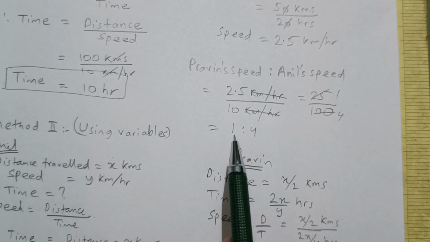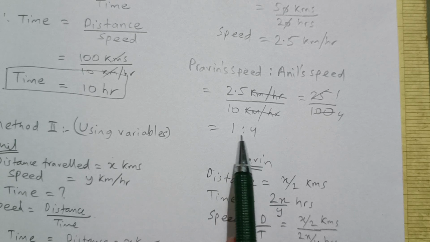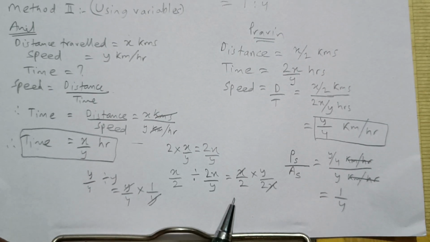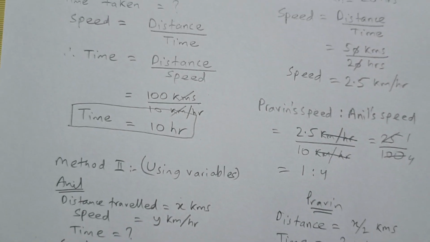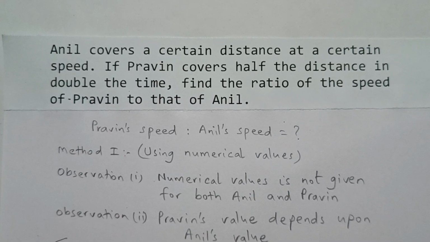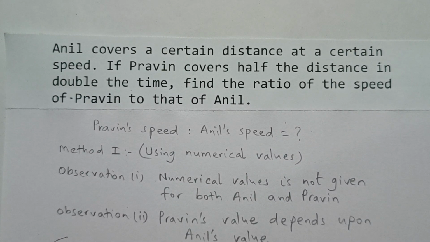So whichever method you solve, you will get the answer as 1 by 4 or 1:4. Here also it is 1:4. So this is how I have solved this question using two different methods. And this is how you can solve such kind of questions.